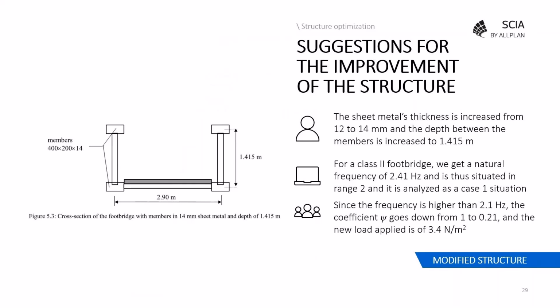As for a class 2 footbridge, for example, we will get a frequency of 2.41 Hertz, and it is then situated in a range 2, and it is analyzed as a case 1 situation. So we calculate then the coefficient psi because the value of frequency is above 2.1, and we get a value of 0.21, which will allow us to reduce the surface load to be applied in our harmonic load case. And then the new load to be applied is of 3.4 Newton per square meter, and we will look at that directly in SCIA Engineer.